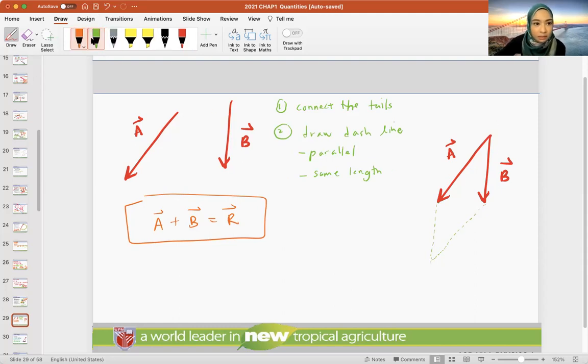And then the third step is to draw, sorry, not label, draw your R, your resultant vector, from the tail to where the dash line connects, to where the dash line meets.